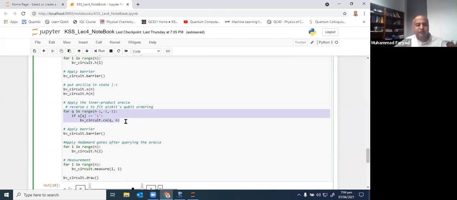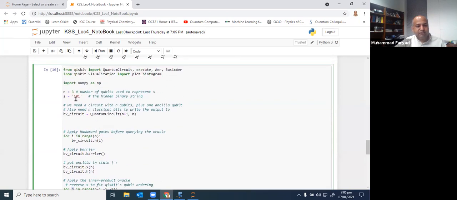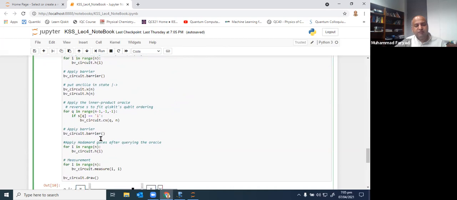And now once I have this, this thing just implements my phase oracle. All I'm doing is for any q which is 1, this is the bit string S, 101. So I'm just sweeping through this bit string because we just saw that if the bit is 1, we need a CX gate. And just so you know, this is the Python indexing. We can also go in the minus direction.